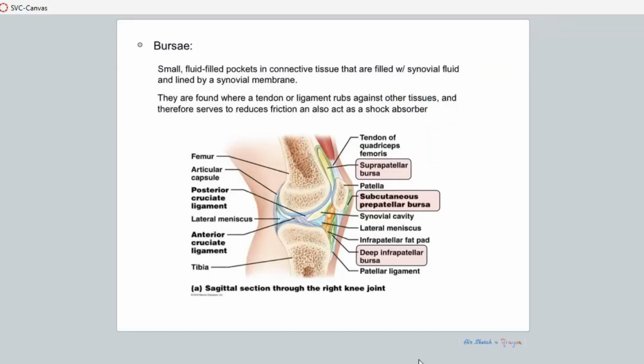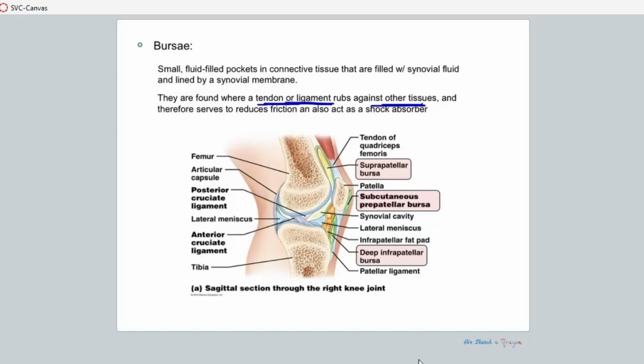Another thing that we find in synovial joints are what we call bursa. So this is the knee joint here. It's a sagittal view. And what these bursa are is they're fluid-filled pockets that are filled with synovial fluid. There's one there, there. And we find these basically where a tendon or ligament would otherwise rub against a tissue.